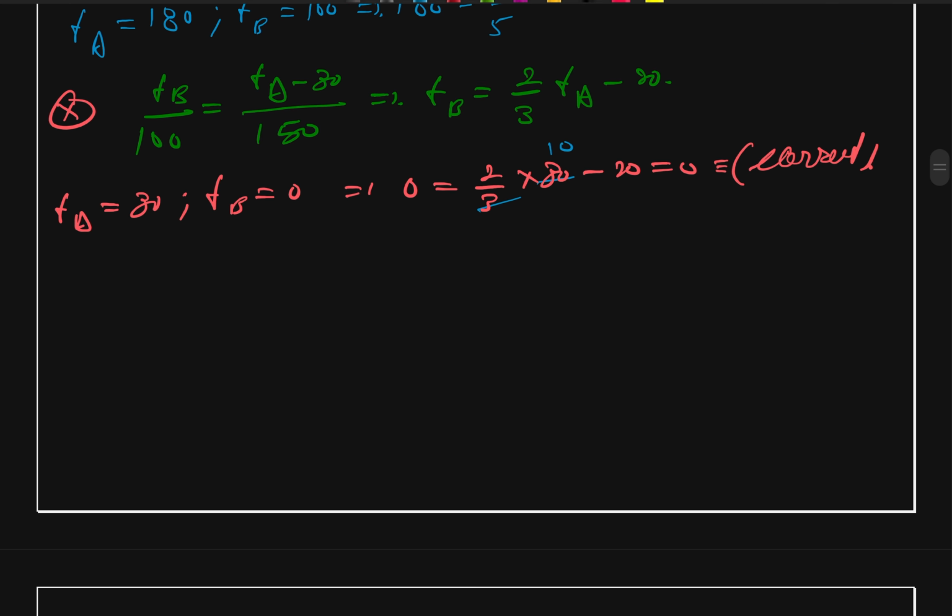And for the second point, we have TA equal to 180 and TB equal to 100. So we get 100 is equal to 2 by 3 times 180 minus 20, and this goes by 60. So 120 minus 20 is equal to 100. So left side is equal to right side. So this is correct.